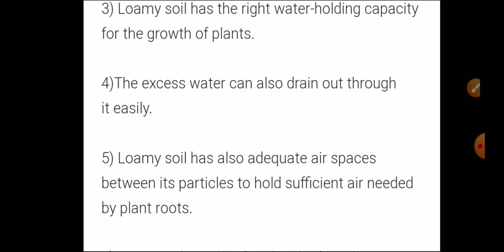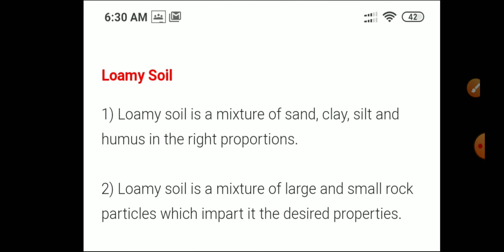Now, when we are talking about loamy soil, it is the best soil for agricultural purposes because it is medium in size. Okay, now when we are talking about the composition, loamy soil is a mixture of sand, clay and silt. So a variety of things are available in it.